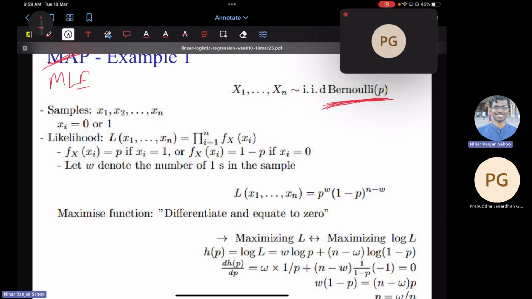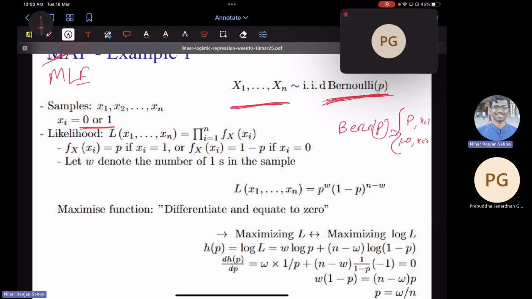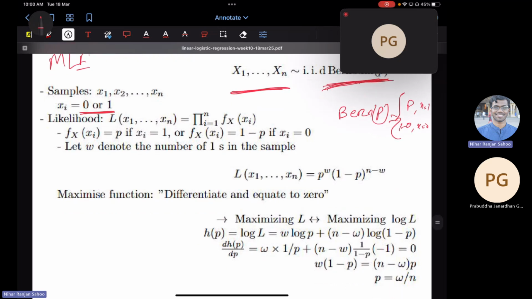Okay. So given data are coming from a Bernoulli distribution, x1 to xn, and we know what the Bernoulli distribution is. What is the PMF of Bernoulli? If we write its PMF, it is p if xi is 1, otherwise it is 1 minus p if xi is 0, right? So this is the PMF of Bernoulli, we know. So only possible values are 0 or 1. You can consider a coin toss scenario, 0 representing tail and 1 representing head, or vice versa.